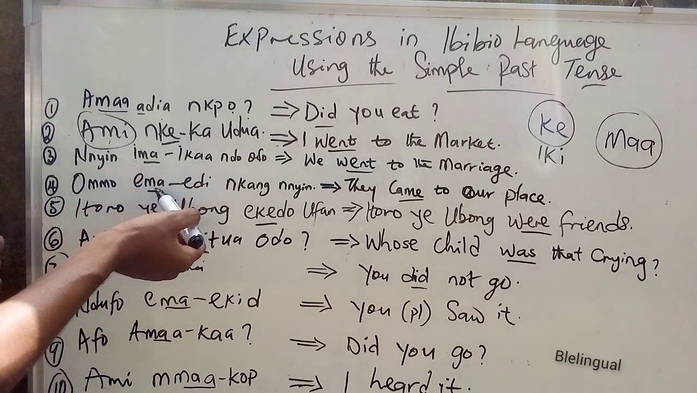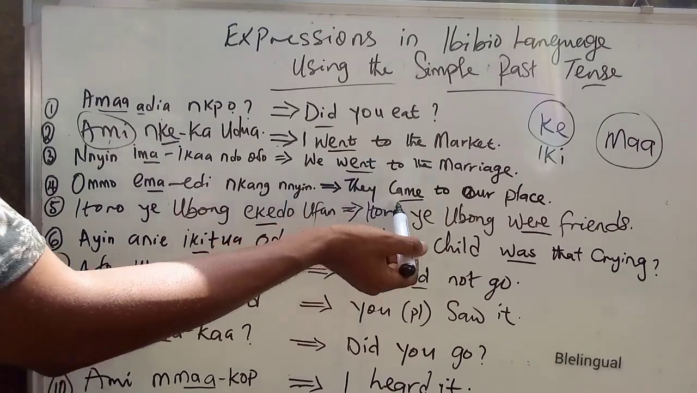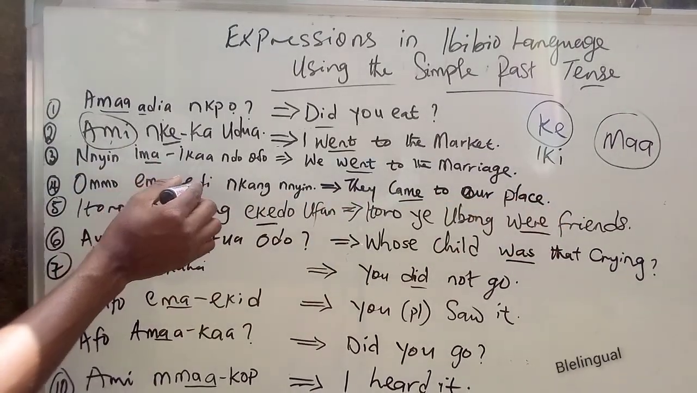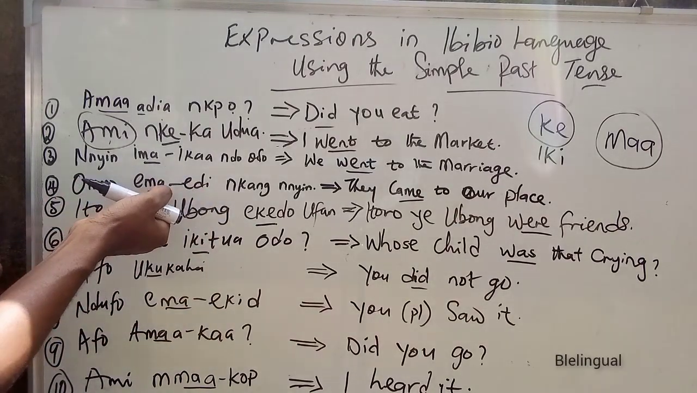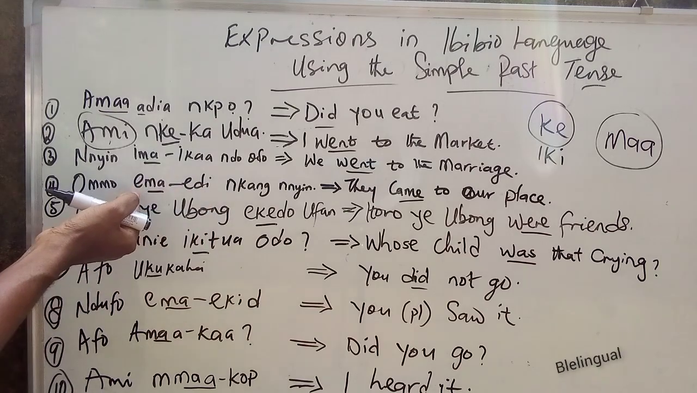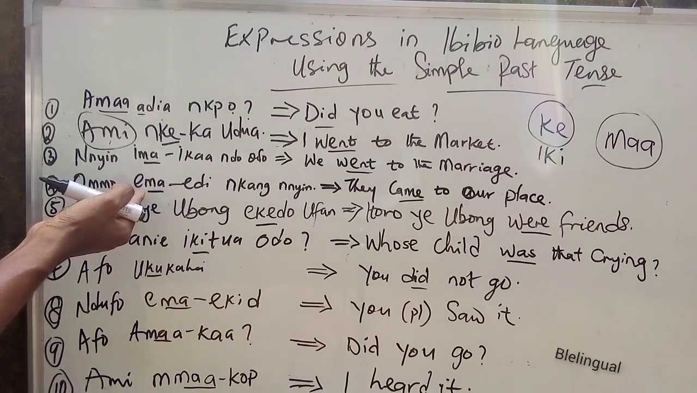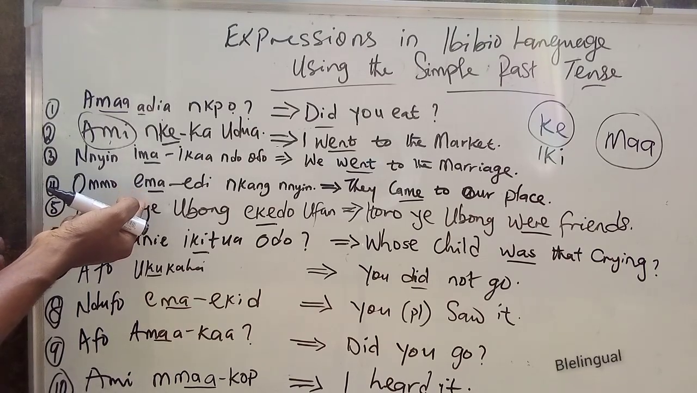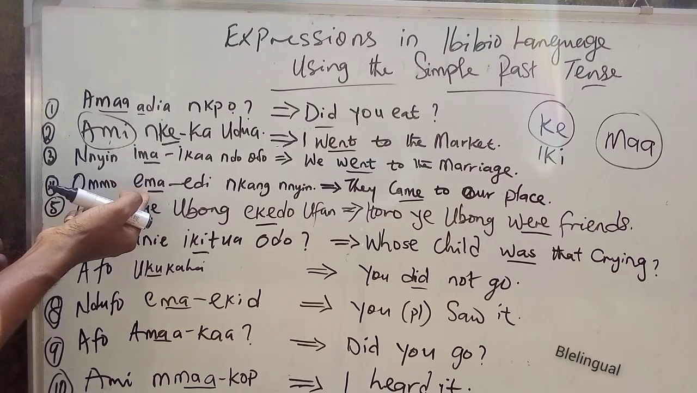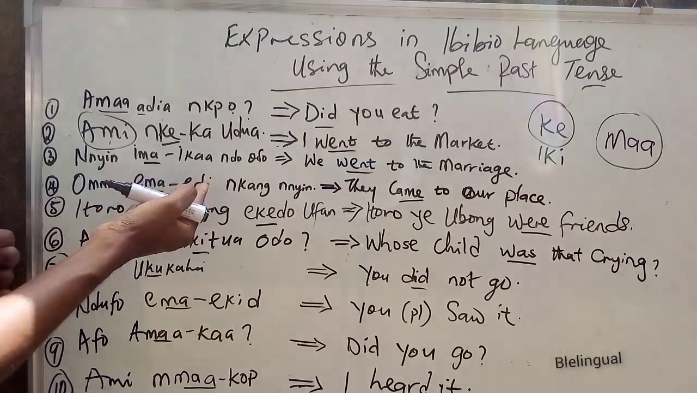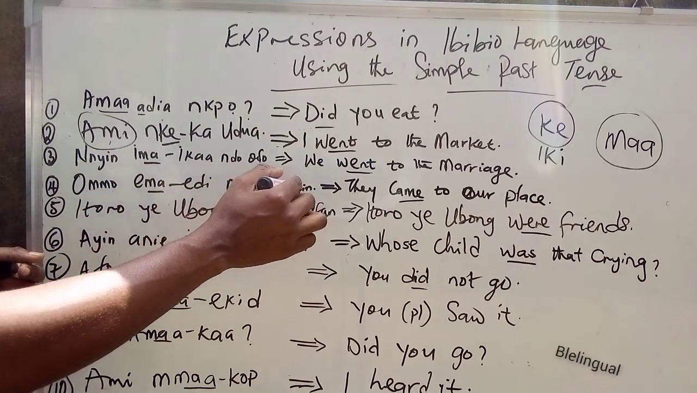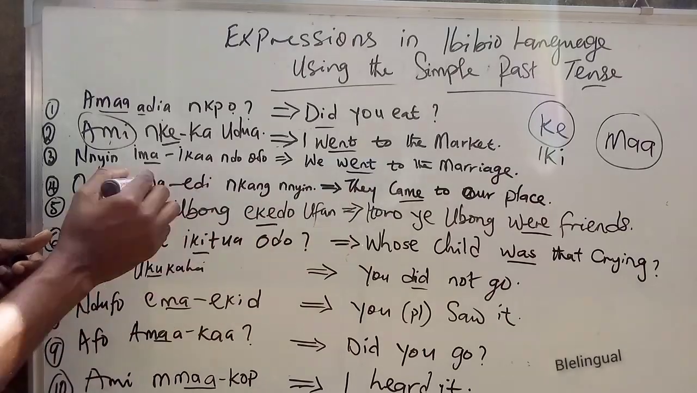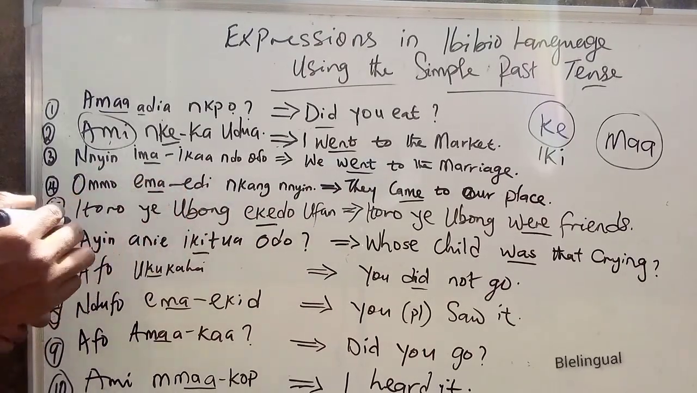So Ommo emaedi nkanyan. They came to our place. So di means come. This is, don't forget, the personal pronoun marker. That is the third person plural pronoun marker, and this is concord. So at this point, Ommo emaedi nkanyan. They came to our place. This is the past tense marker on the line there.